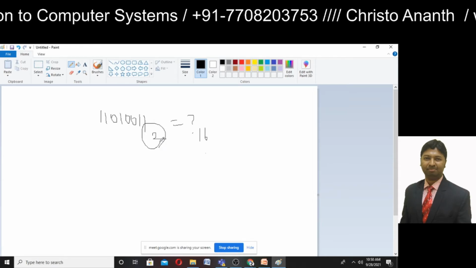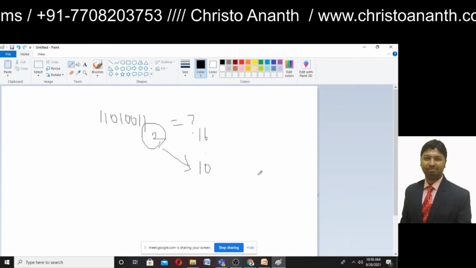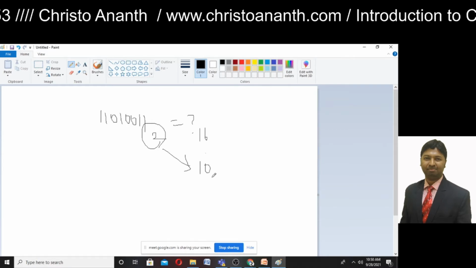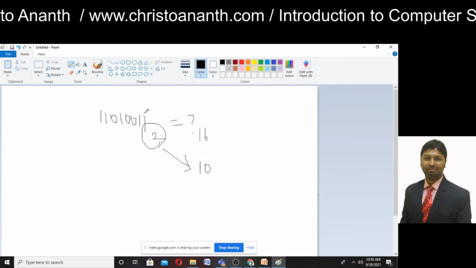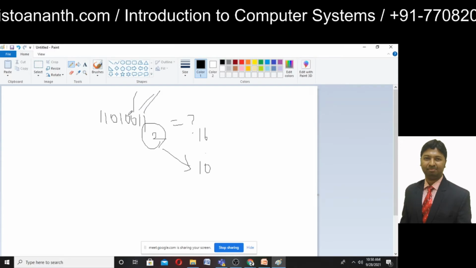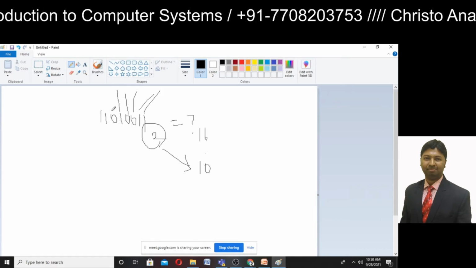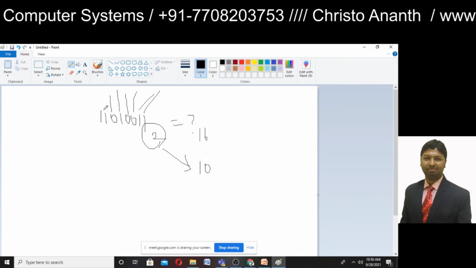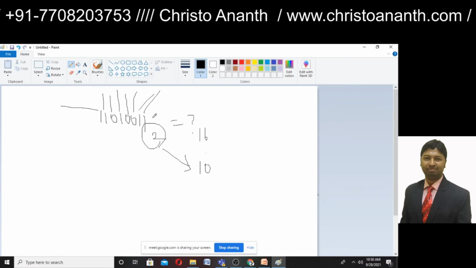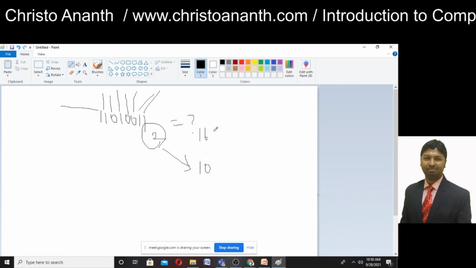So what is the first step? The first step is to convert to base 10. This 1 into 2 to the power 0, 1 into 2 to the power 1, 0 into 2 to the power 2, 0 into 2 to the power 3, 1 into 2 to the power 4, 0 into 2 to the power 5, 1 into 2 to the power 6, 1 into 2 to the power 7, and add everything. And after converting to base 10, you divide all by 16.